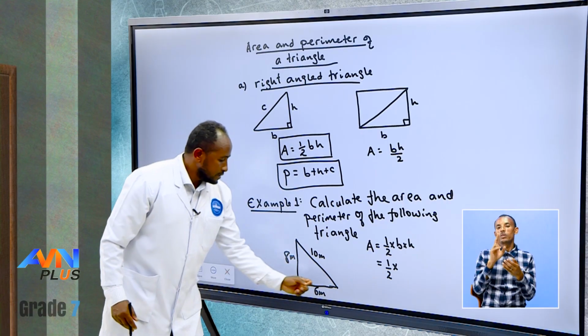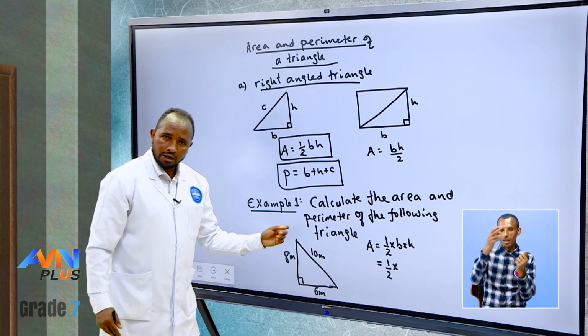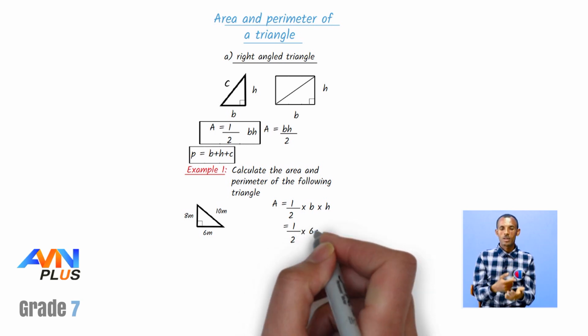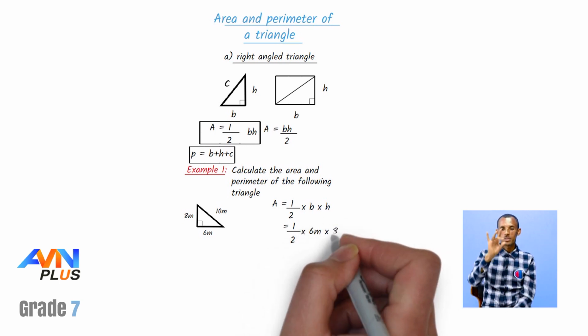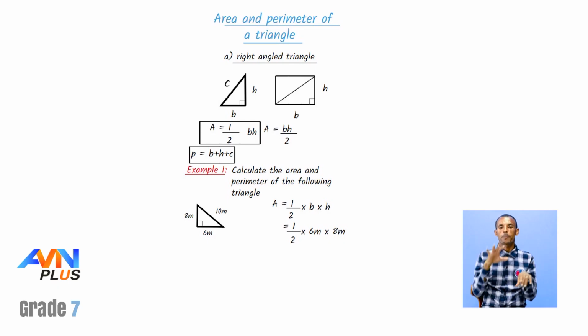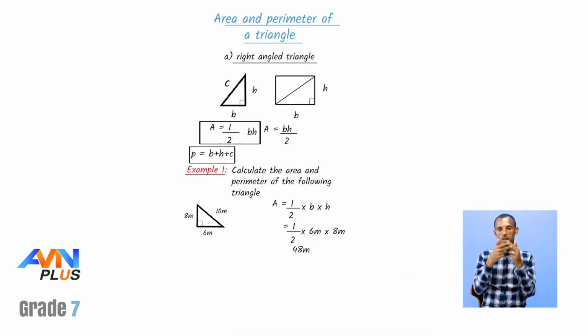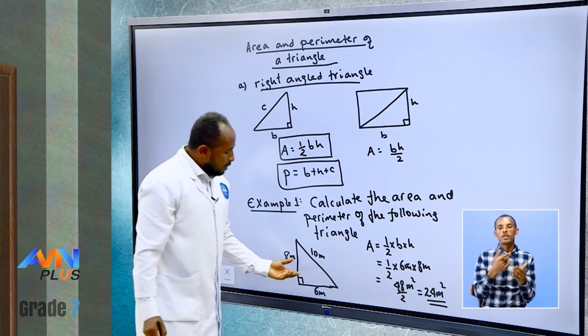So the base is 6, the height is 8 meter. Therefore, here it is 6 times 8 meter. So multiply this, it is 48. 6 times 8 is 48. So you have 48 square meter divided by 2. You have 24 square meter will be the area of this triangle.